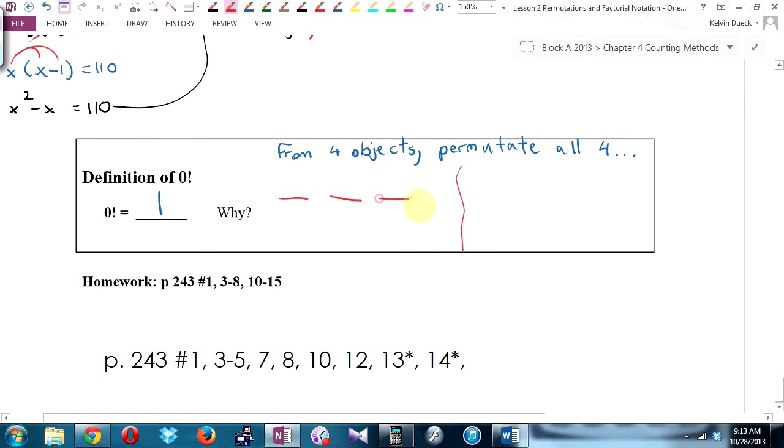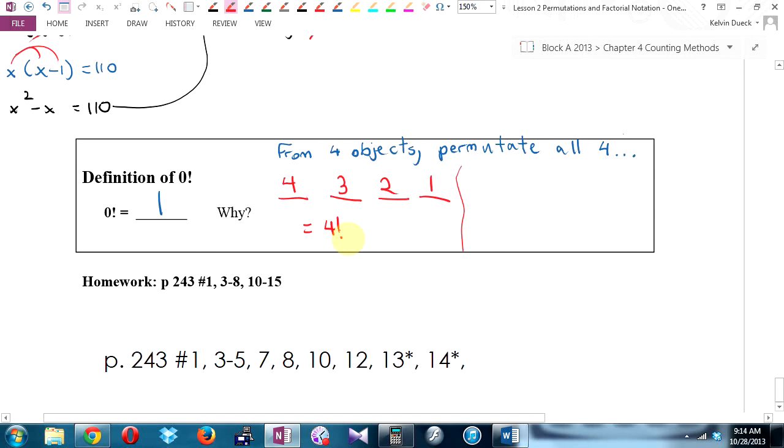Well, I'm picking 4 objects. And I have 4 to pick from. I've picked 1. How many are left? How many are left? How many are left? 4 factorial, or I think 4 factorial is 120? No, 4 factorial is 24.